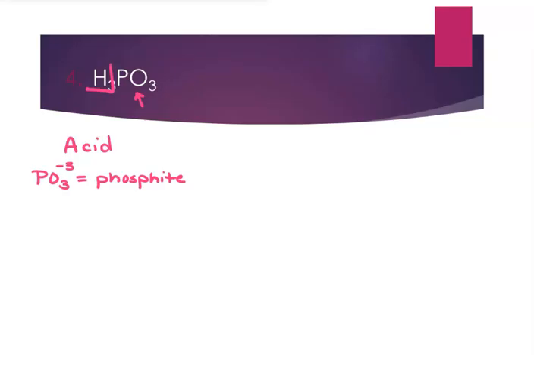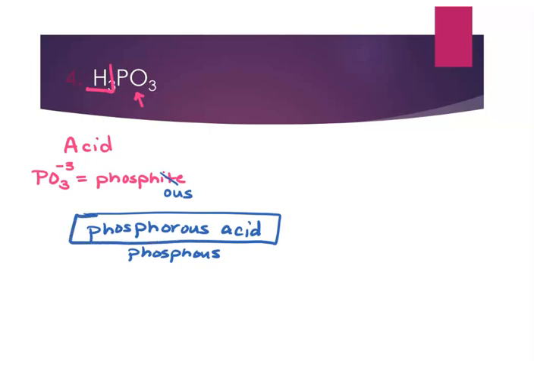All right, so now that I have a name, I'm going to adjust the ending. So ITE becomes OUS. So this is going to become phosphorous acid, but in reality, it's actually phosphorus acid. If you put phosphorus acid on your homework or a test or a quiz, I'm not going to mark it wrong, but just for our intents and purposes, we should know that it's phosphorous acid, not phosphorus acid.